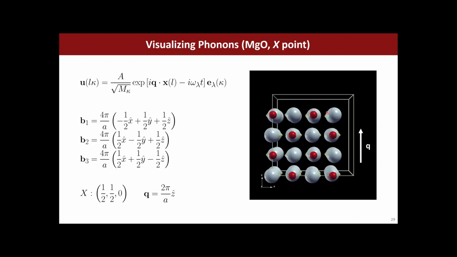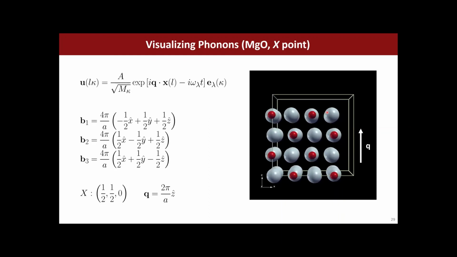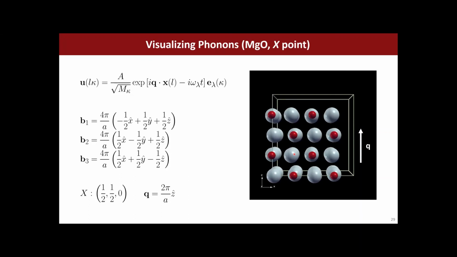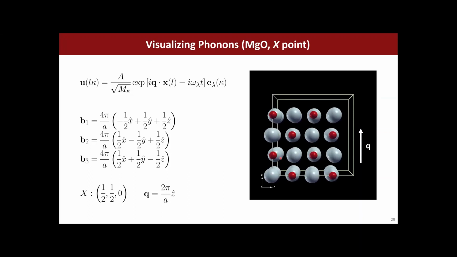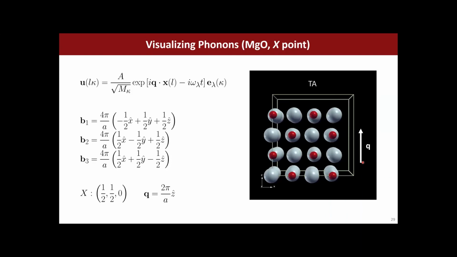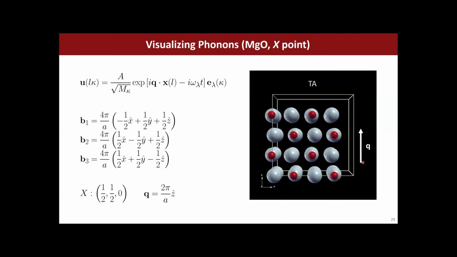Here's another one, where we can see it a little bit better. The oxygen and the magnesium are going perpendicular to the propagation direction, and it looks like they're going in phase. Here we also see the periodicity a little better, but see that they're going essentially in phase, right and left, both go right and left. And that is the transversal acoustic phonon. Transversal because they're perpendicular to the propagation direction.